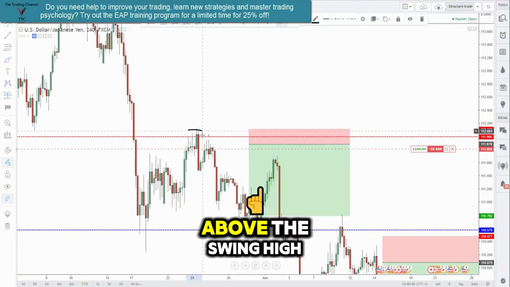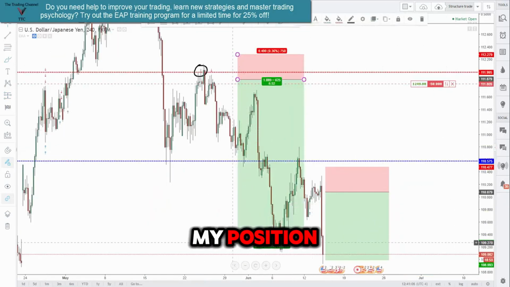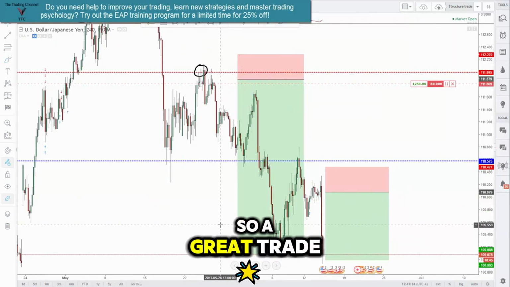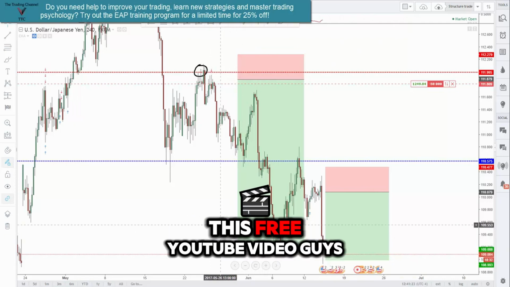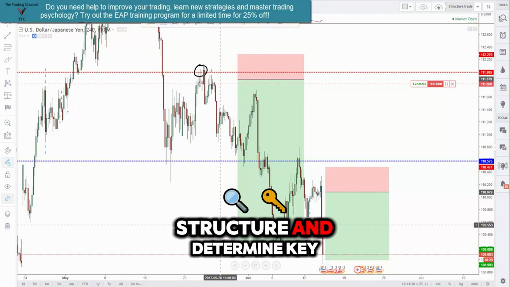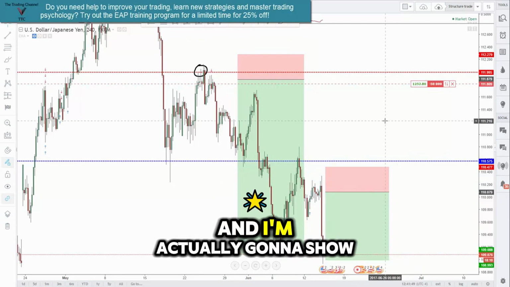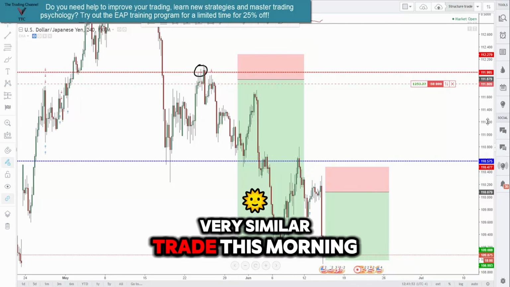Our stop loss was above the swing high. And as you can see, I'm still involved in a very small portion of my position, which is currently up a little over 279 pips. So a great trade here on the dollar yen, utilizing the same stuff that you're learning here on this free YouTube video, guys. This is the power of knowing how to read structure and determine key points in the market where the market is likely to turn around. And I'm going to show you guys just one more email analysis because we had a very similar trade this morning.